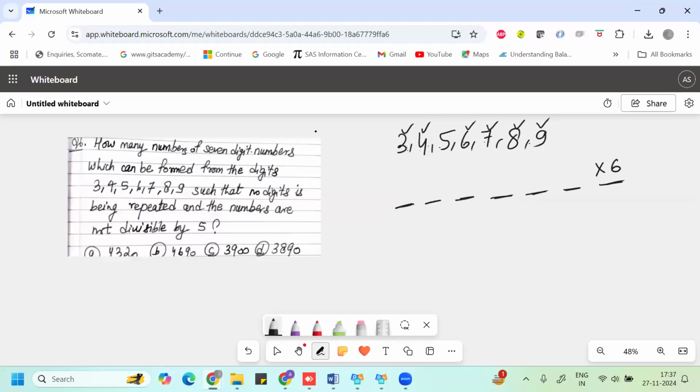Now imagine I use the digit 3. How many digits are left? 6 digits are left. How many places are left? 6 places. The 6 digits will come in how many ways? 6 factorial into 6. 6 factorial is 720, into 6, that is 4320. And 6 persons sitting in 6 chairs can sit in 6 factorial ways. Same kind of question, guys. You don't have to put in any extra effort, and you will get the answer very easily.